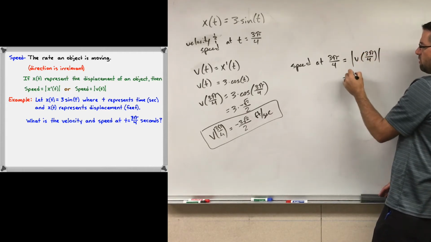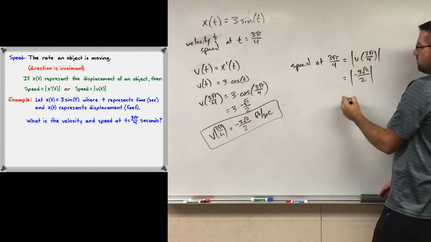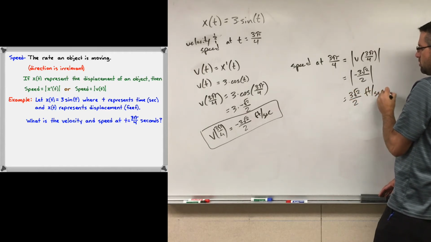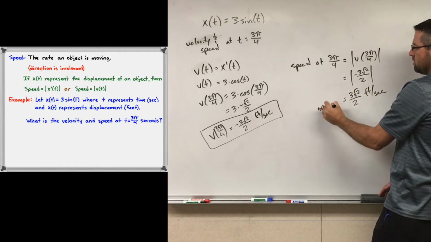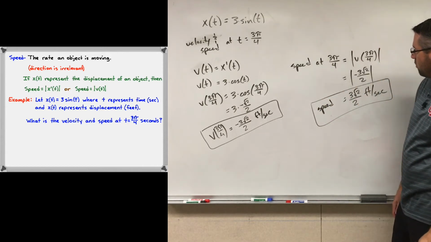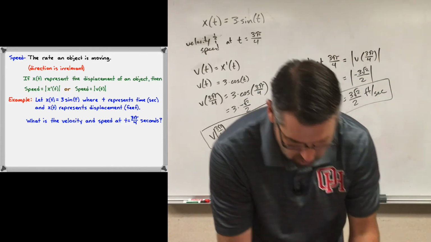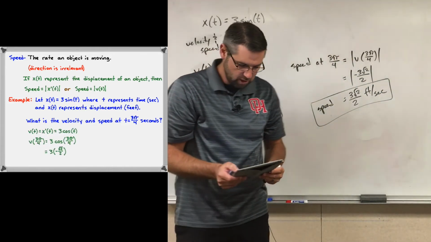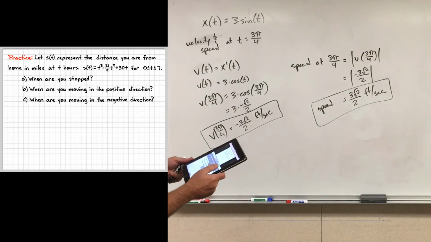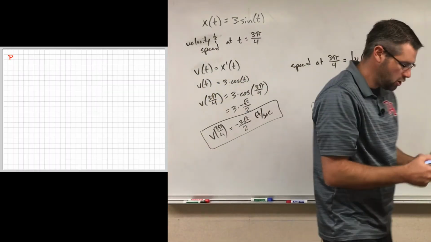Well, that's pretty straightforward. It would then be the absolute value of negative 3 rad 2 over 2. And so it would be 3 rad 2 over 2 feet per second. So this is our speed when t equals 3 pi over 4. Okay, so that is an example of comparing the two. That's pretty straightforward, I think. Just make sure I got these answers right: negative 3 rad 2 over 2 and 3 rad 2 over 2. Okay, so that's good. Let's go ahead and look at the next thing.